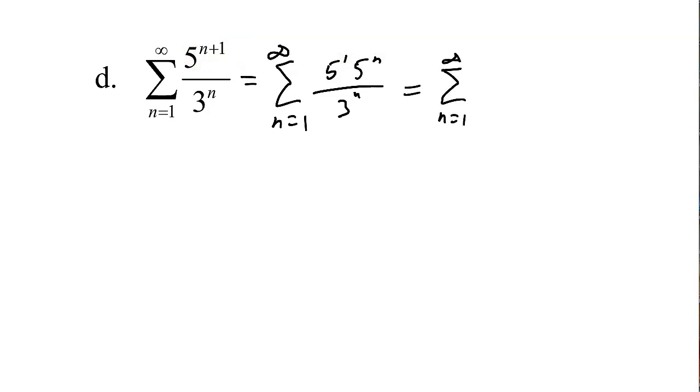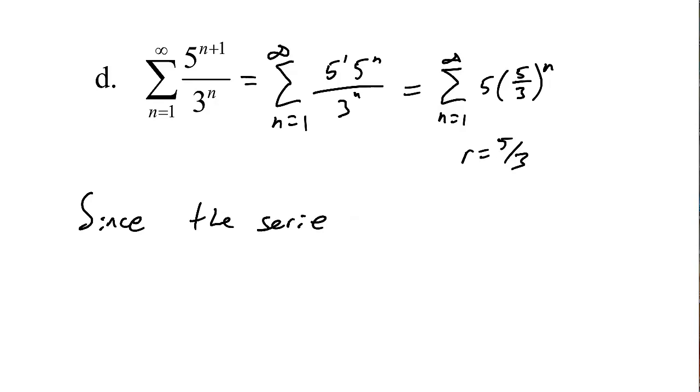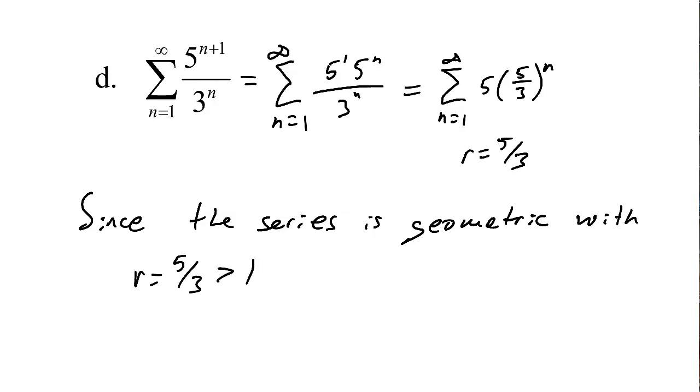So n equals 1 to infinity of 5 times 5/3 to the nth power. And this tells me that the rate is 5/3, which tells me I'm done with this problem. Because I can say, since the series is geometric with my ratio equaling 5/3, which I need to state why that is important. It is important because it is bigger than 1. The series diverges. And that's it. Alrighty.